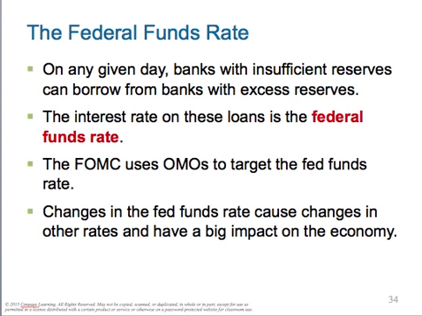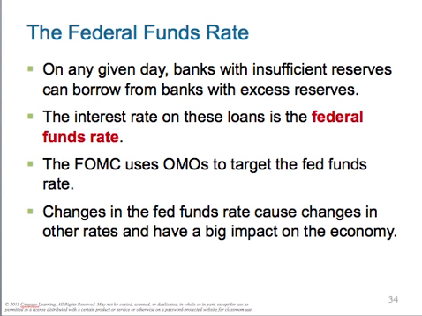Now, the federal funds rate. On any given day, banks with insufficient reserves can borrow from banks with excess reserves. So banks can borrow among themselves. The interest rate on these loans is called the federal funds rate. Remember, the discount rate was the rate banks paid when they borrowed from the Fed. The interest rate on bank-to-bank loans is different. Say a bank has a run but the bank down the street does not; they can borrow funds from the bank down the street, and the interest rate on those loans is the federal funds rate.